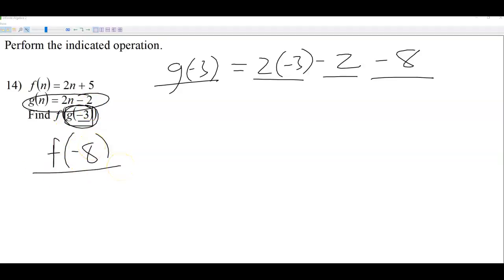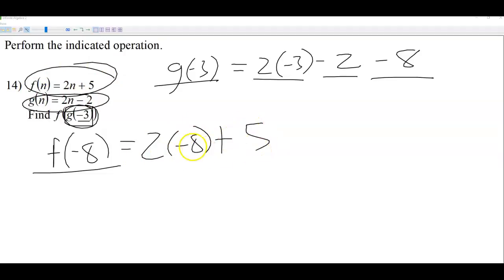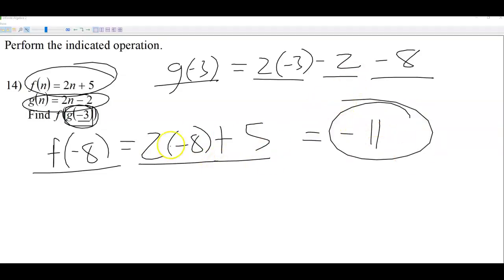Now I need to find f of negative 8. And what that means is I'm going to be plugging negative 8 into the f function. So 2 times n plus 5, we're plugging in negative 8 for the n. That's negative 16 plus 5, which is negative 11, our final answer there. Move on to number 16.